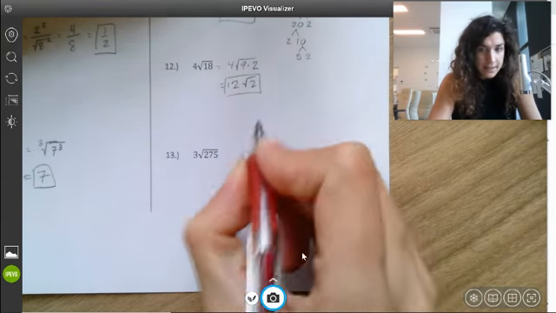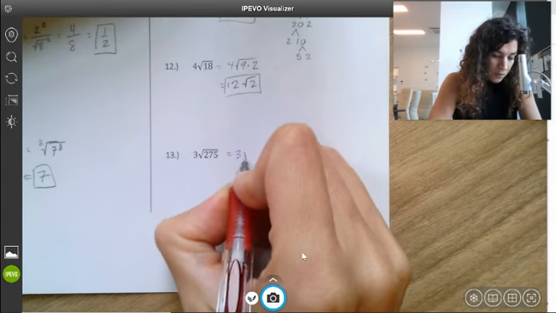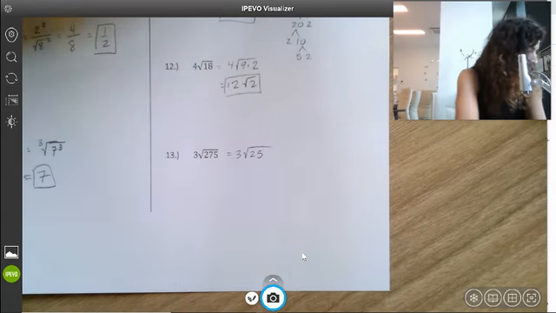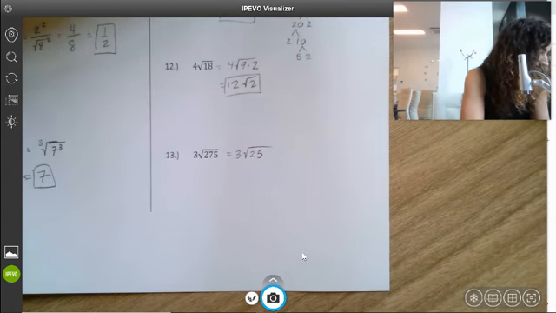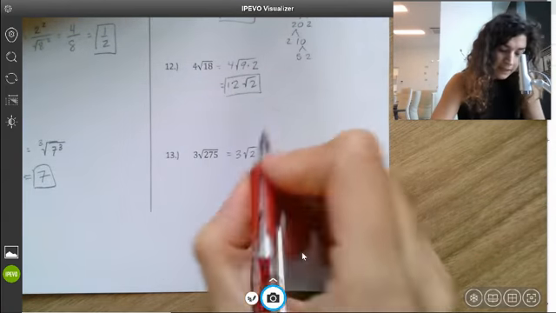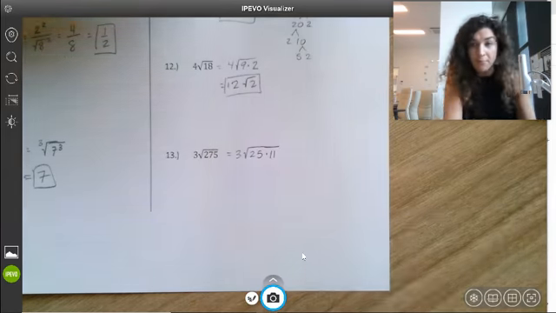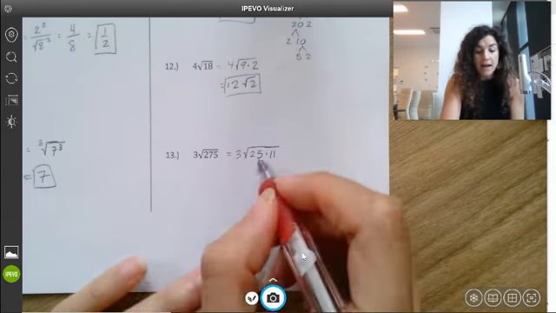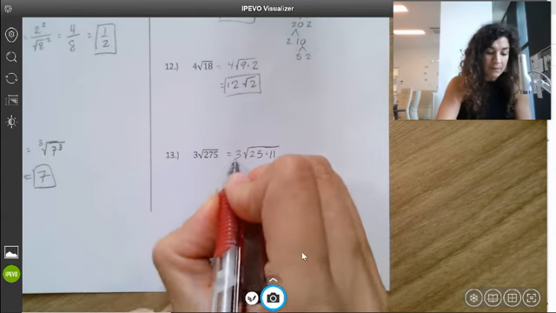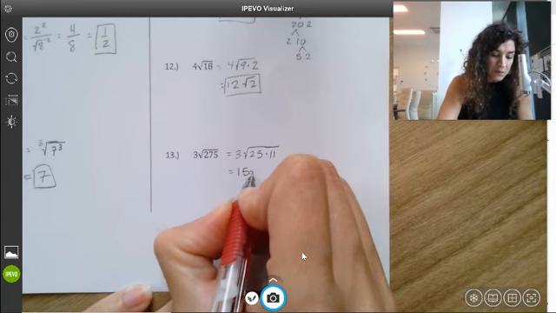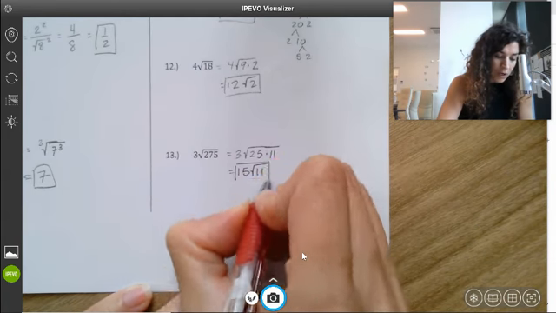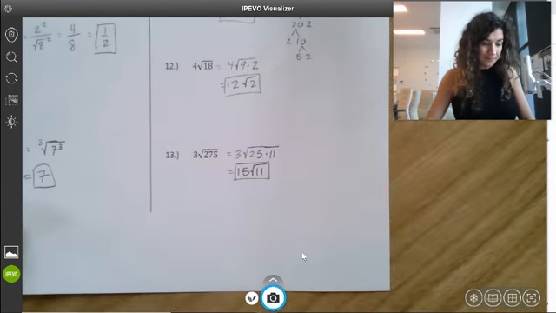275, I know, has at least a 25 that comes out. So 3 times, and it's 25 times 11. And 11 is prime, so we're going to stop there. The 5 is going to come out and multiply with the 3 and become 15, and we're left with the square root of 11.